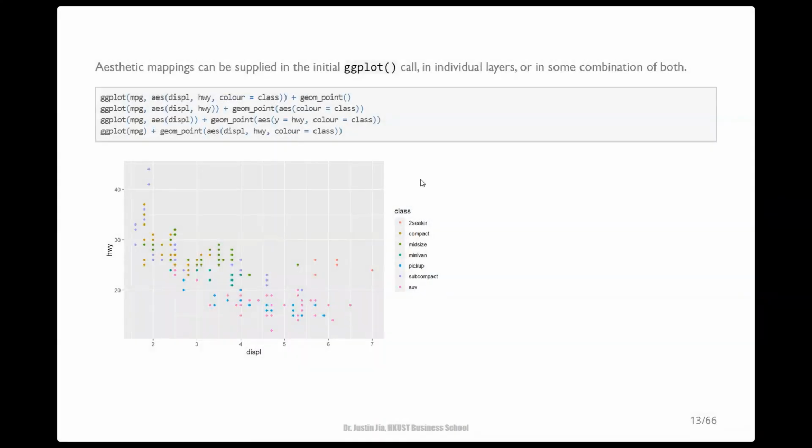ggplot2 allows us to supply aesthetic mappings in different places. We can supply a mapping in the initial ggplot call, in individual layers, or in some combination of both. And all calls listed in this cell create the same plot specification.